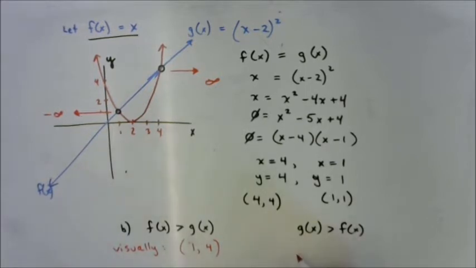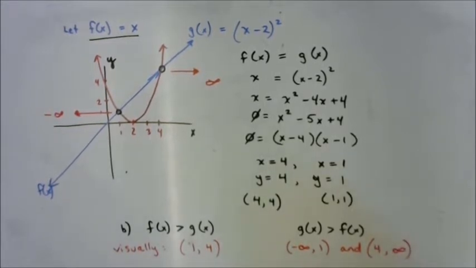And then here, there are two intervals where g of x is greater than f of x. It's from negative infinity all the way up to our first intersection point, which happens at an x value of 1, and from 4 all the way up to positive infinity.